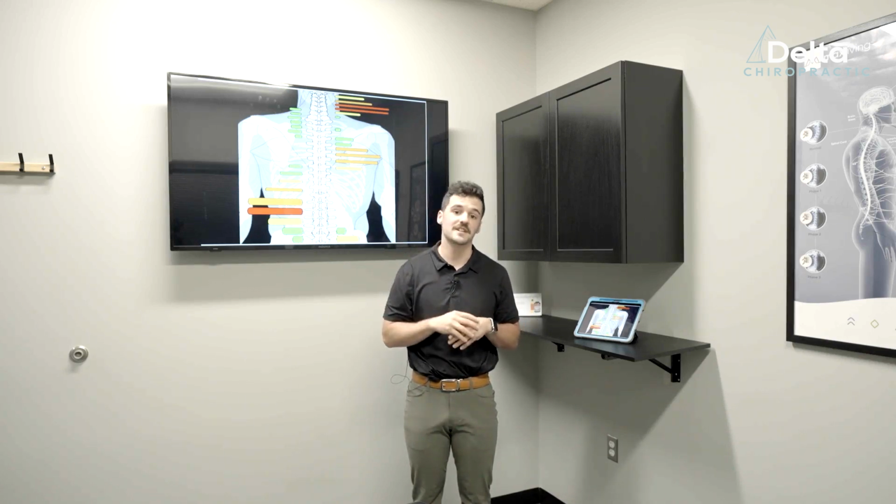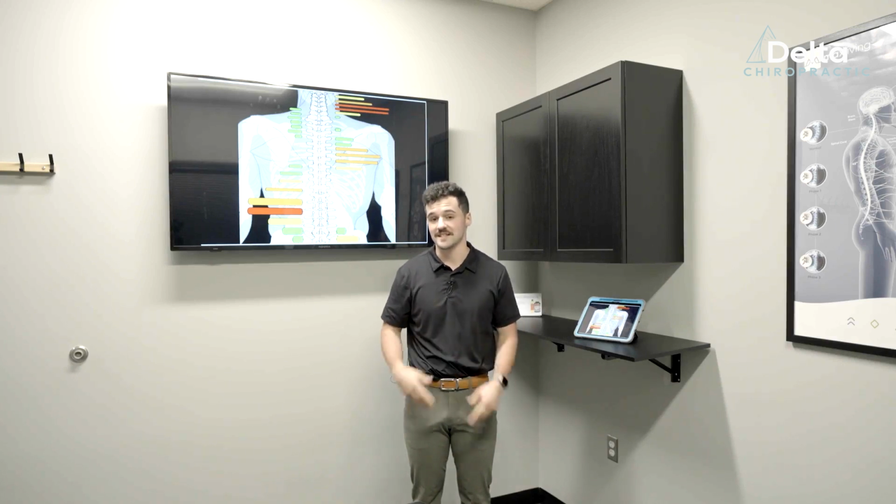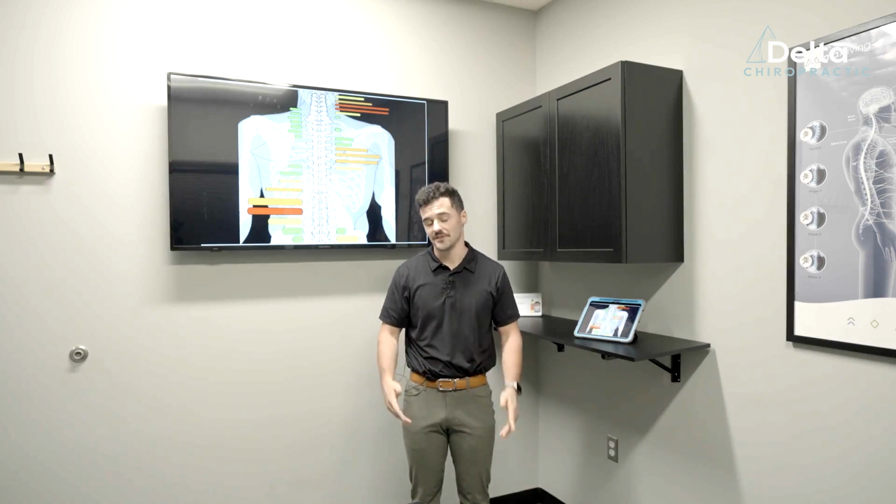So all four of those things, taking a history, taking the x-ray, taking the scan, and then doing a physical exam, all four of those things are how we assess TMJ disorders at Delta Chiropractic.